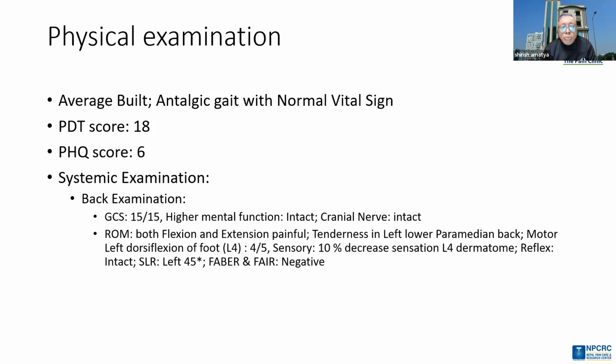Sometimes the PHQ score can be high, which points to a diagnosis of some kind of depression, either mild, moderate, or severe. On systemic examination, mainly back examination, her range of motion, both flexion and extension, was painful. On palpation, there was tenderness in the left lower paramedian area of the back.